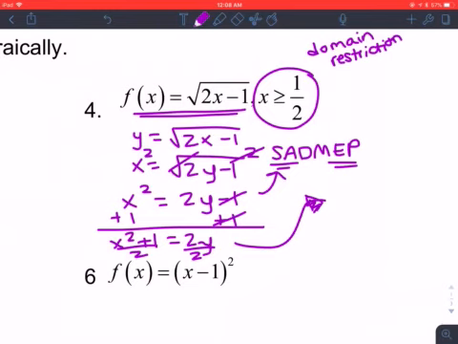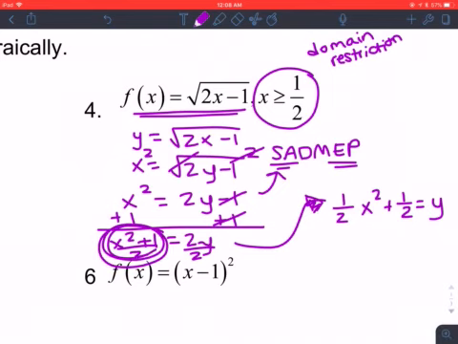Alright, and again, it's best to write this as 1/2 x squared plus 1/2 is equal to y. Now you can leave it in this form like we see on the left, but it's going to be harder to graph. This form, I can tell that we're going to have a vertical shrink by a factor of 2, and then we're shifting the quadratic function up 1/2. So if I'm graphing by hand, this form is better.